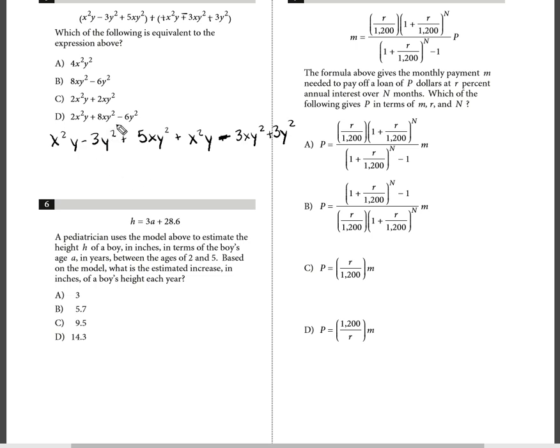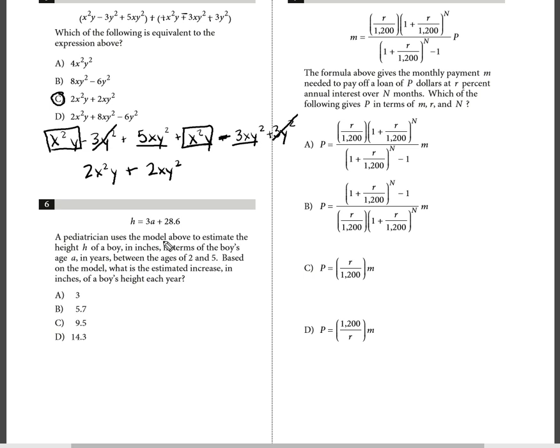Now let's combine like terms. Negative 3y squared, positive 3y squared, they cancel out. We have an x squared y and an x squared y, both positive, so that becomes 2x squared y. Plus, we have a 5xy squared and a negative 3xy squared, that becomes 2xy squared, giving us 2x squared y plus 2xy squared.